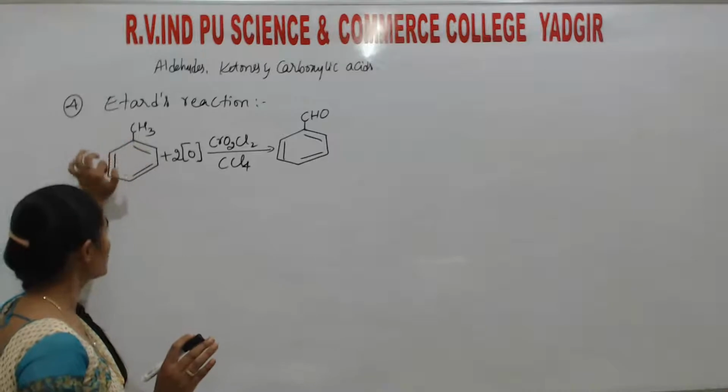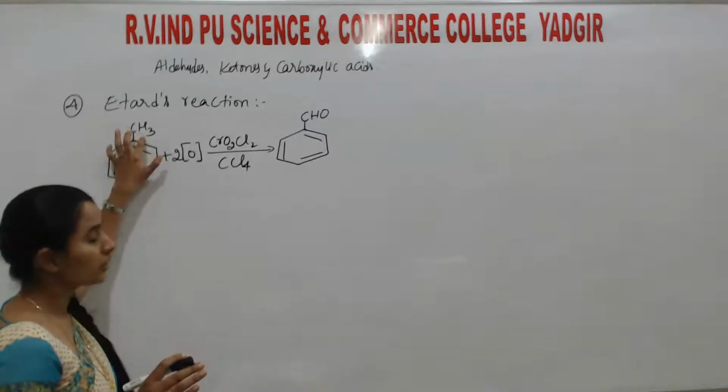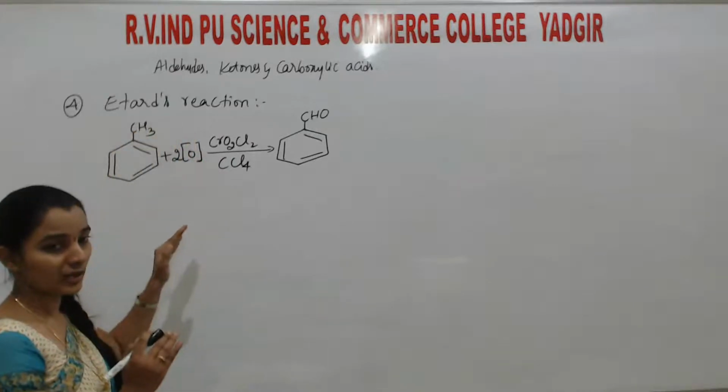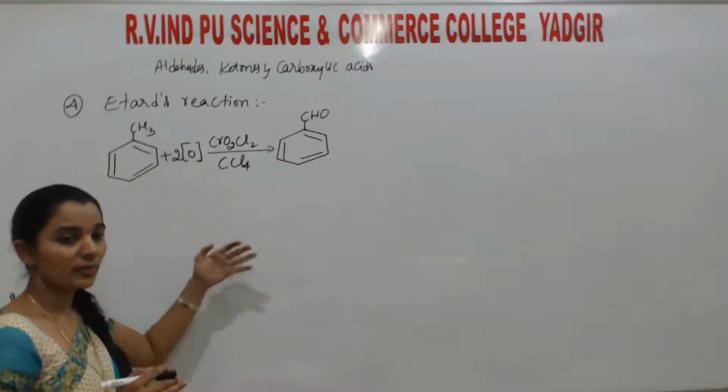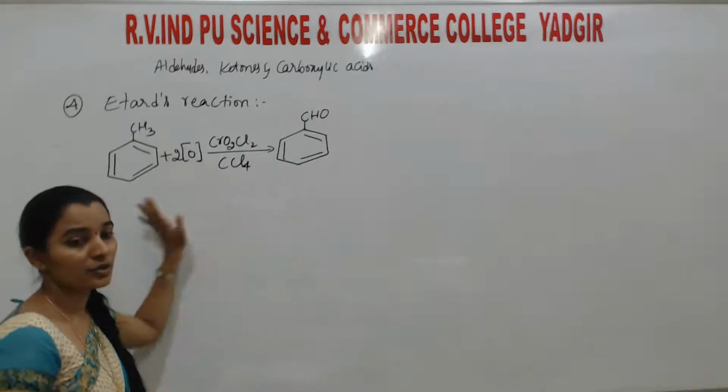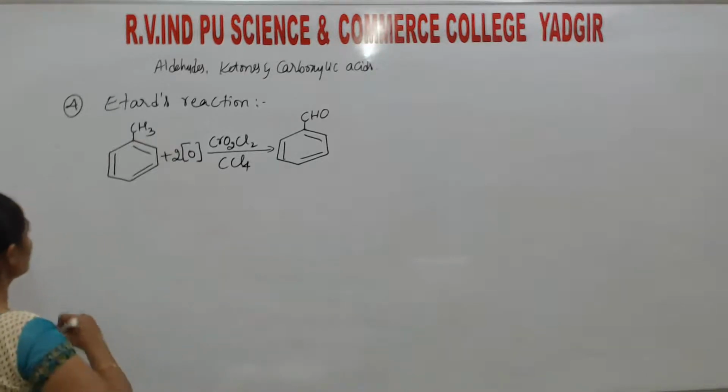Understand? So this benzene ring should be substituted by any alkyl group. I am not telling it is only CH3, maybe C2H5 or something, but it must be alkyl substituted. So how do you write?